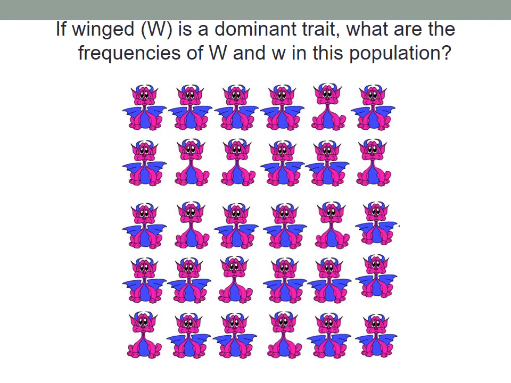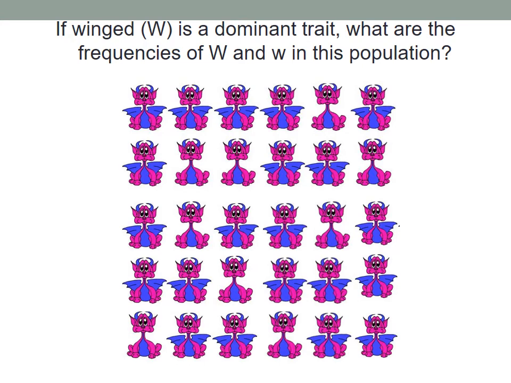You could then calculate p squared. 0.45 times 0.45 equals 0.2. So those that have big W for wings represent 20% of our population. That's 0.2.